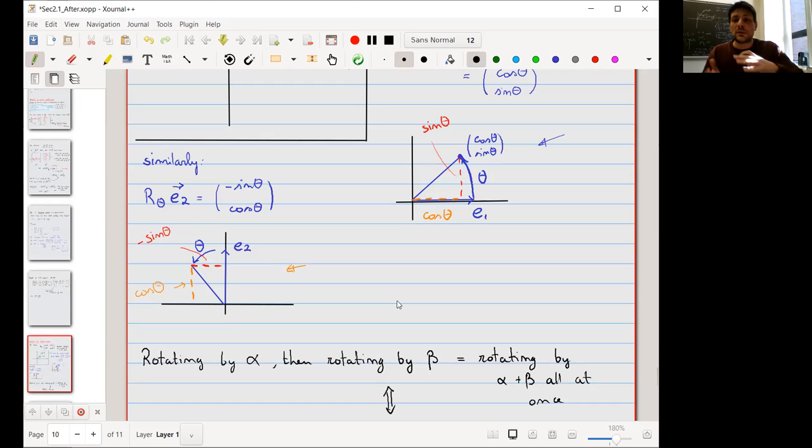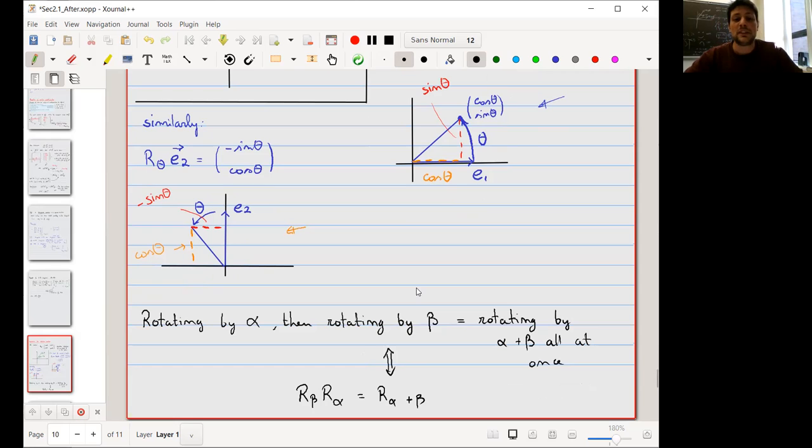Now that you believe that rotation matrices act by rotation in the plane, here's a simple fact. If I rotate by an angle alpha, and then I rotate again by another angle beta, that's the same as doing a rotation of the angle alpha plus beta all at one time. So if there's justice in the world, it should be the same that the rotation matrix associated to alpha plus beta is the same as the rotation matrix of rotation by alpha, followed by the rotation matrix of rotation by beta.